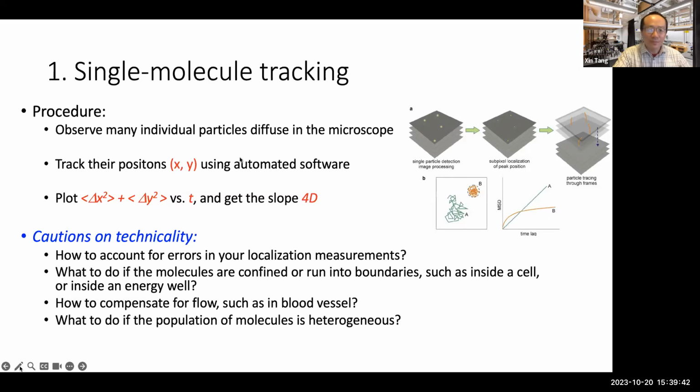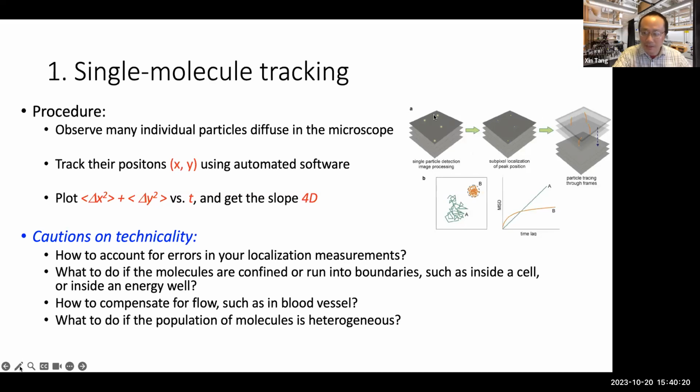Right? So this actually is the very conventional way. If you want to measure the diffusion coefficient of a particle in a certain environment, you use this way. That's most direct, not very easy to make mistakes. Okay, but to make this measurement really correct, there are also some cautions we need to keep in mind, so that we avoid possible errors. The question to keep in mind when we perform those measurements is how to account for the error in our localization measurement.